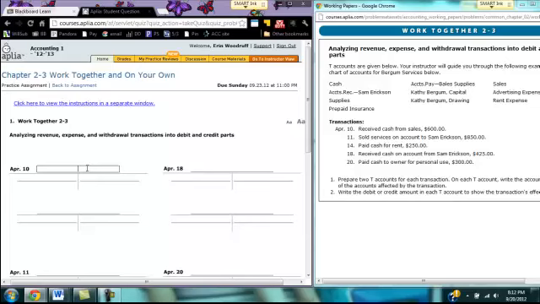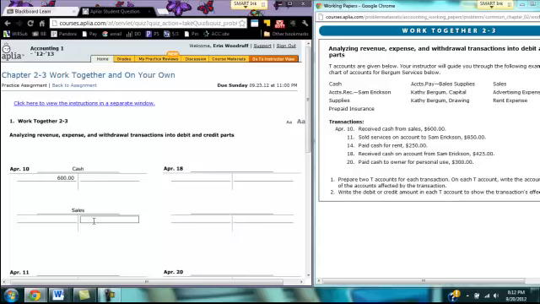So in the first one, received cash from sales. Cash and sales are the two accounts that are affected. Received cash tells us that cash increases. Cash is an asset. Assets are increased on the debit side, so we determine that cash is the first thing that we record. So we're going to type cash, that top T account, on April 10th. Sales is the other account that's affected, so we'll type sales in the bottom T account.